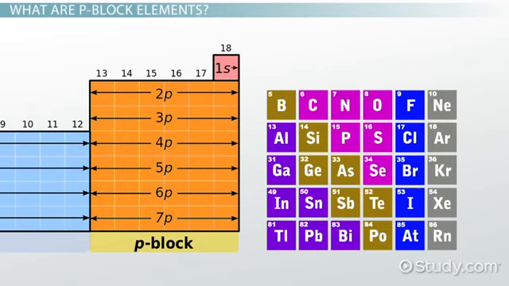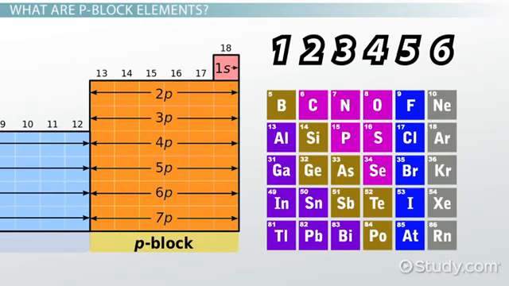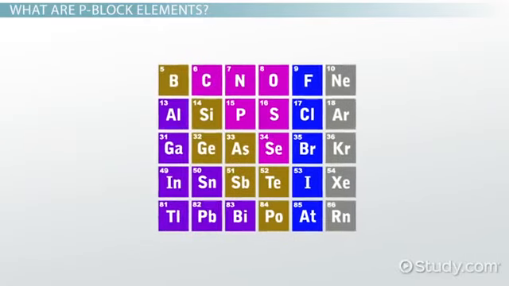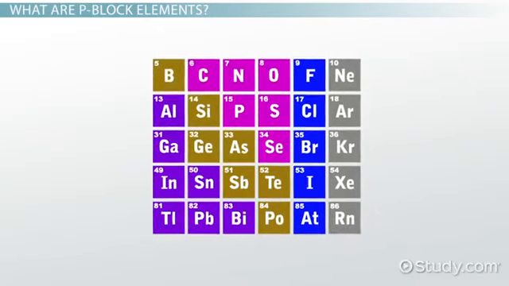Elements in column 3A, the first column of the p-block, have 1 valence electron. Elements in column 4A, the second column of the p-block, have 2 valence electrons. The trend continues this way until we reach column 8A, which has 6 valence electrons. There are 35 elements that live in the p-block, which can be seen here.